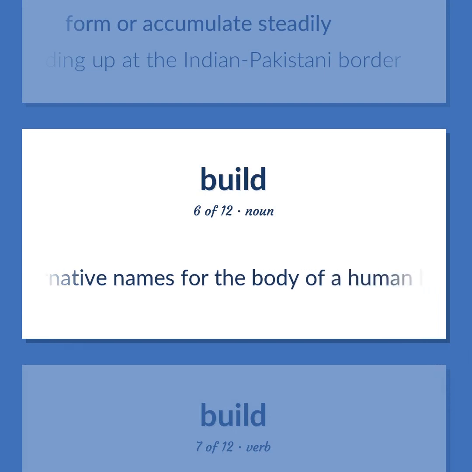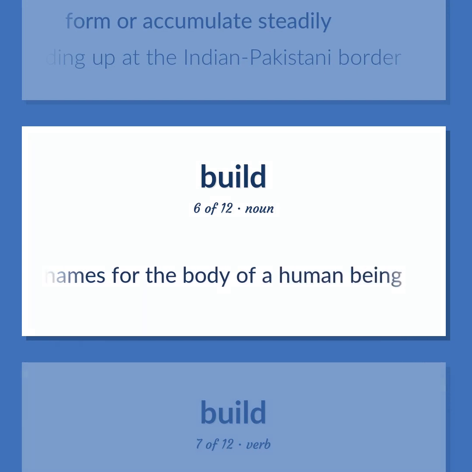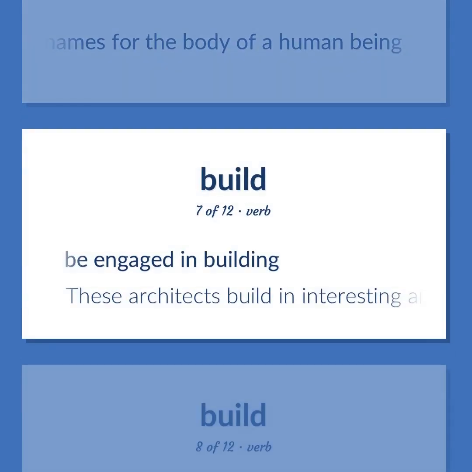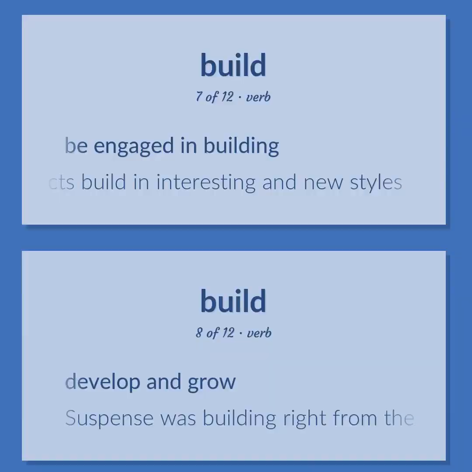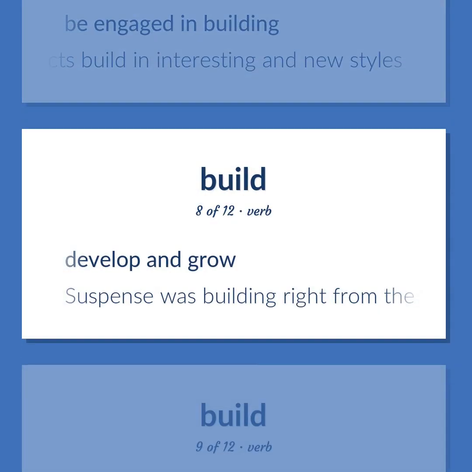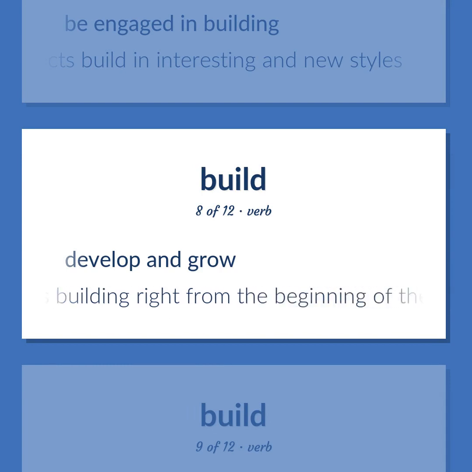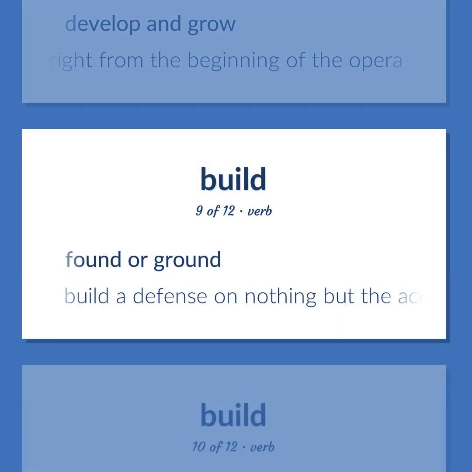Alternative names for the body of a human being. Be engaged in building. These architects build in interesting and new styles. Develop and grow. Suspense was building right from the beginning of the opera. Found or ground. Build a defense on nothing but the accused person's reputation.